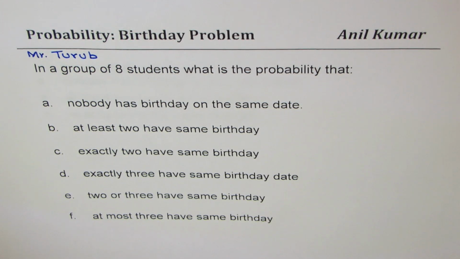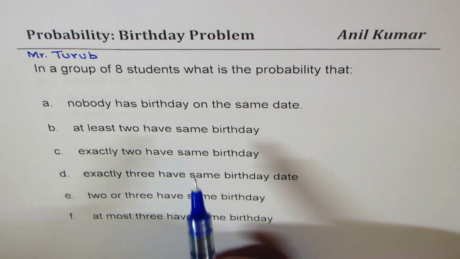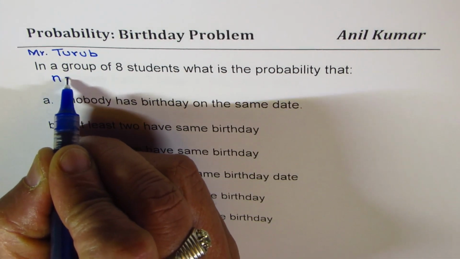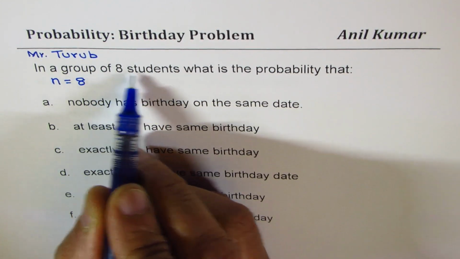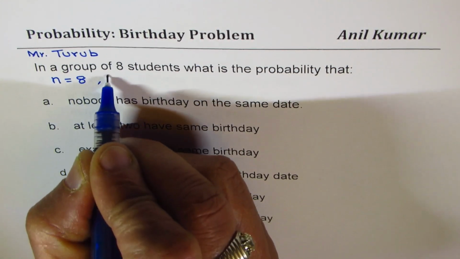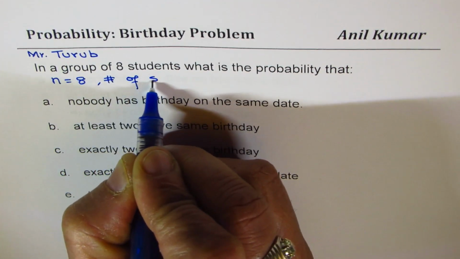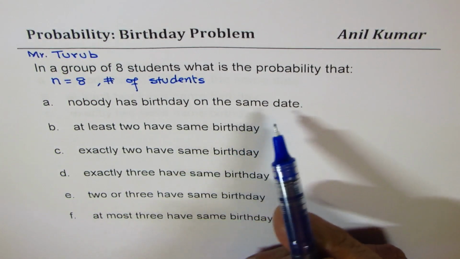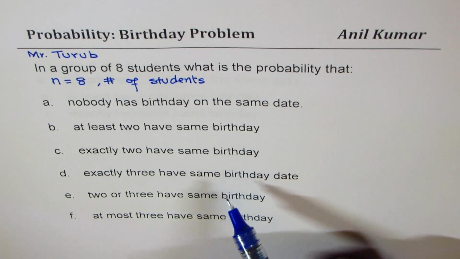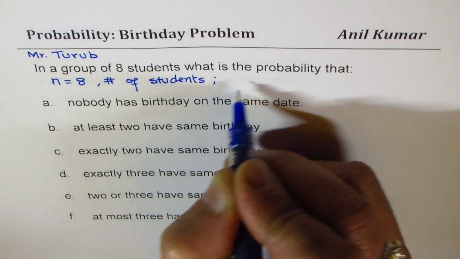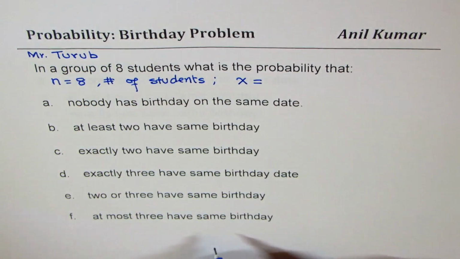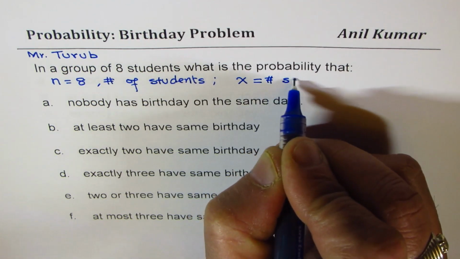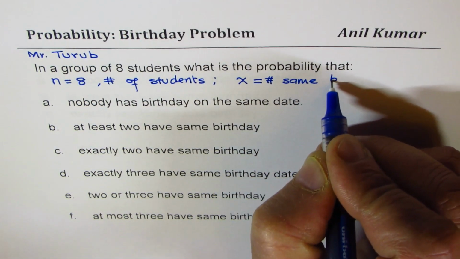So what I thought is that we can actually define a variable to deal with these different scenarios. So we'll say n is equal to 8, where 8 is the number of students. And then here we have 2 having same birth dates. So let me define another variable x, where x is the number of same birth dates.